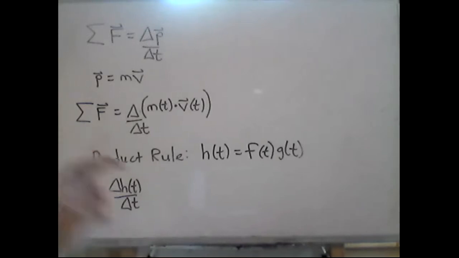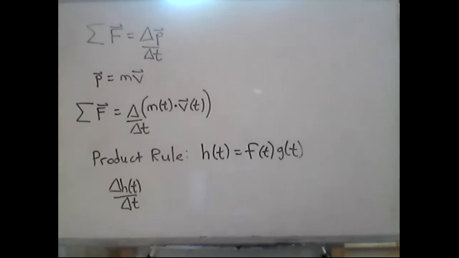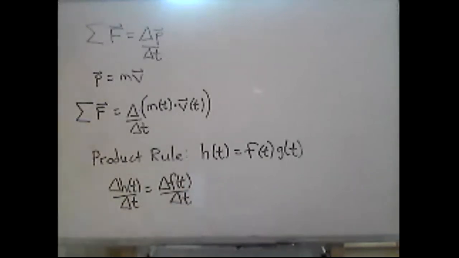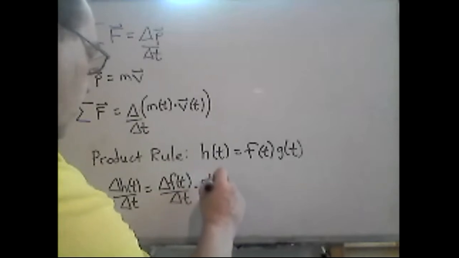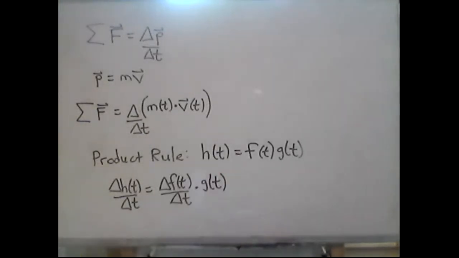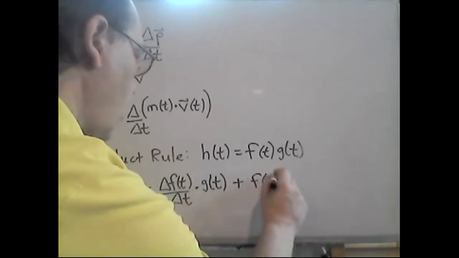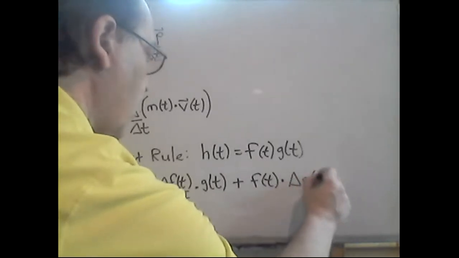What you do with the product rule is you take turns applying it to only one of the functions at a time. So I'm going to say, okay, it's f's turn. I'm going to take delta f of t with respect to t. I'm only going to apply the time rate of change operation on f, and I'm going to leave g alone. Now it's g's turn. So now I'm going to leave f alone, I'm going to multiply, and now the operator goes on g.